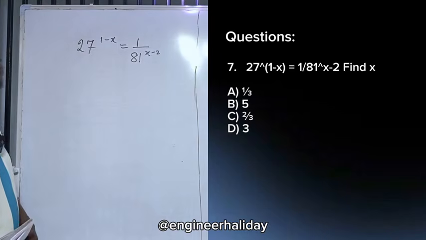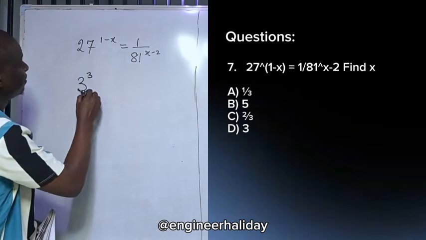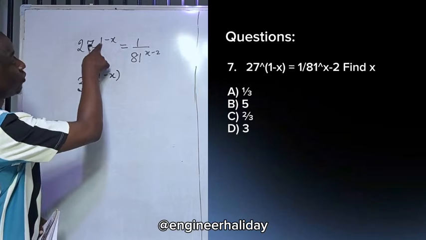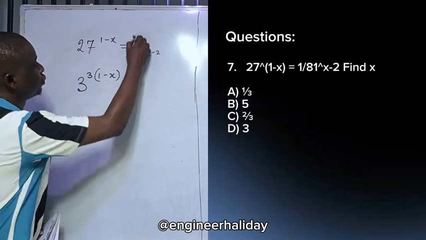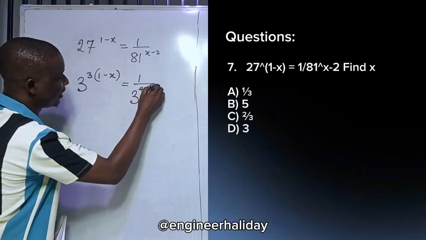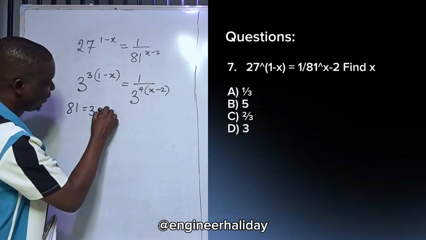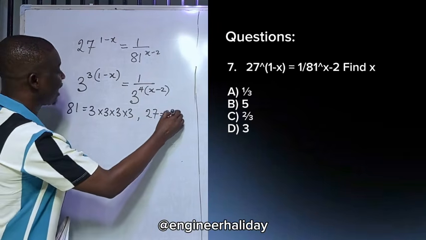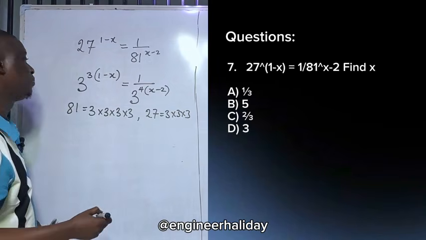Now, let's solve. 27 is equal to 3 raised by 3, open bracket 1 minus x. You have to open the bracket. If not, some of you will just go and multiply by this 1 and say 3. It's wrong. In mathematical notation, we have 1 over this, which will give us 3 raised by 4, open bracket x minus 2. Don't forget, 81 is the same thing as 3 times 3 times 3 times 3, while 27 is equal to 3 times 3 times 3, which is 3 raised by 4 and 3 raised by 3 respectively.